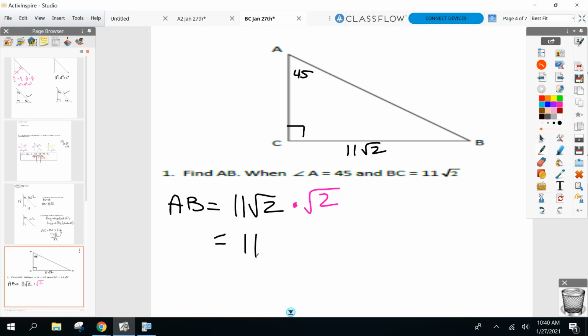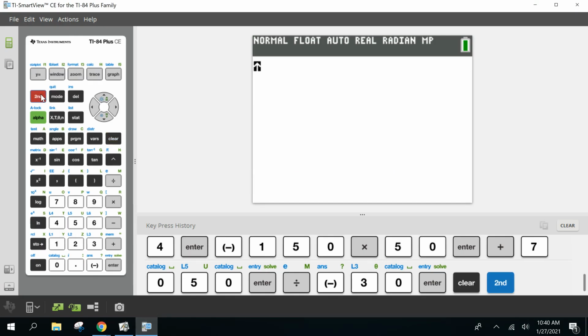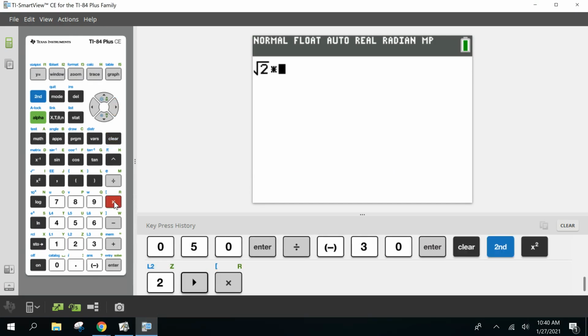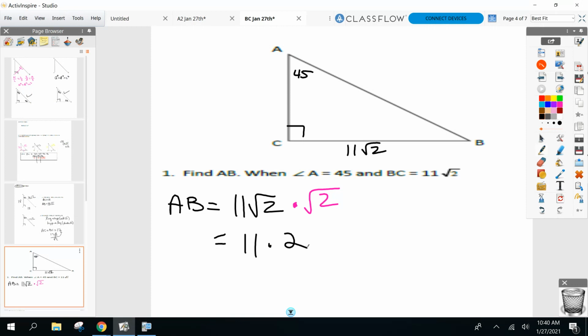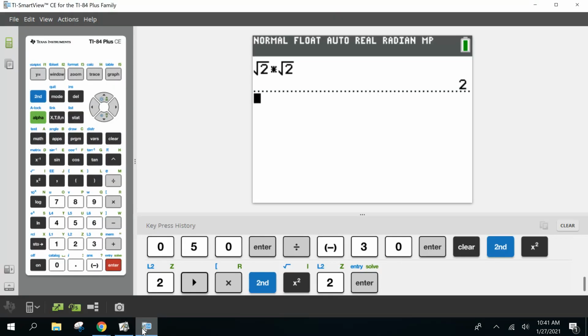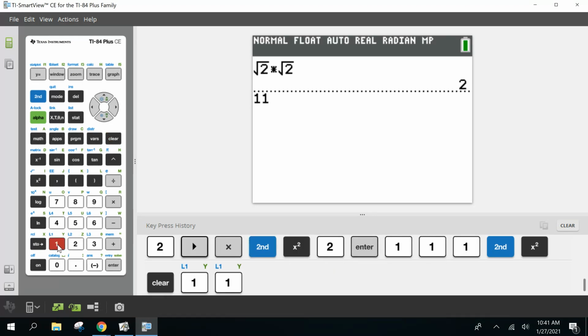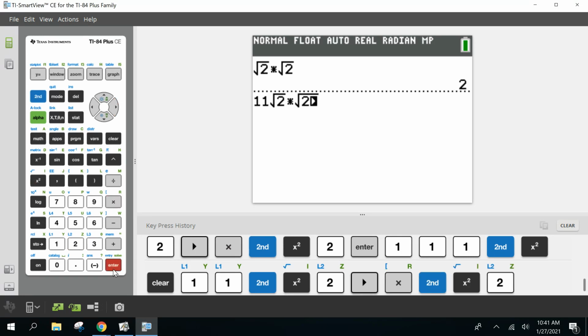Anybody remember when you multiply a radical by itself? It's just 2. Radical 2 times itself, what ends up happening? You get the number underneath the radical. So times 2, this will be 22. And again, if you're not confident, and I wouldn't be yet, we haven't done enough of these problems, you can just write 11 radical 2 times radical 2. There you go.